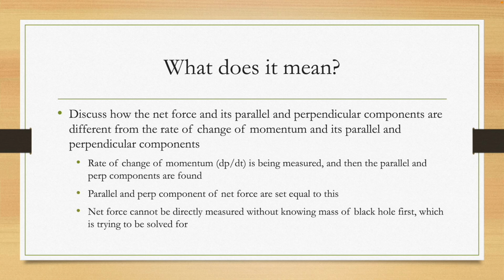So, what does it mean? The difference between the parallel and perpendicular components for the net force and the change in momentum is that the rate of change in momentum in this lab is the thing that's actually being observed and measured. And after that, we just set the net force components equal to those, because the net force cannot be directly measured without knowing the mass of the black hole first, which is what we're actually trying to solve for.